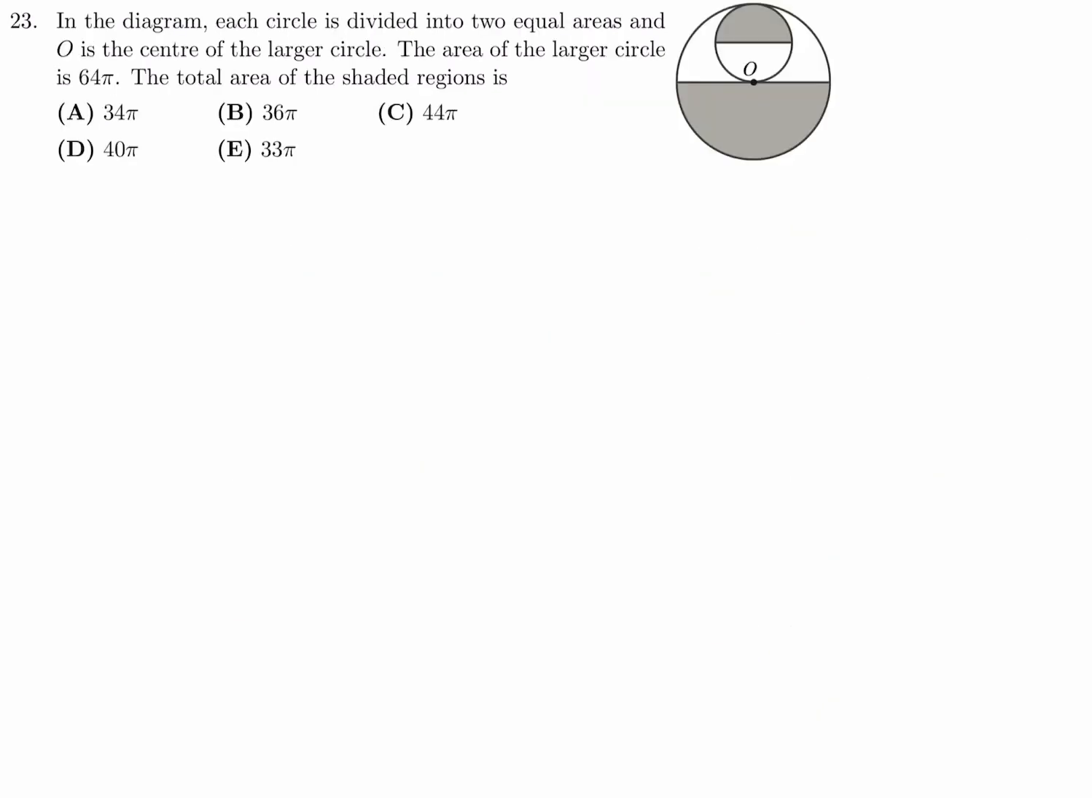In the diagram, each circle is divided into 2 equal areas, and O is the center of the larger circle. The area of the larger circle is 64 pi. The total area of the shaded regions is... Area of the shaded regions is the big circle, which is pi big R squared divided by 2, plus the small circle, pi small r squared divided by 2. All we have to do now is figure out big R and small r.